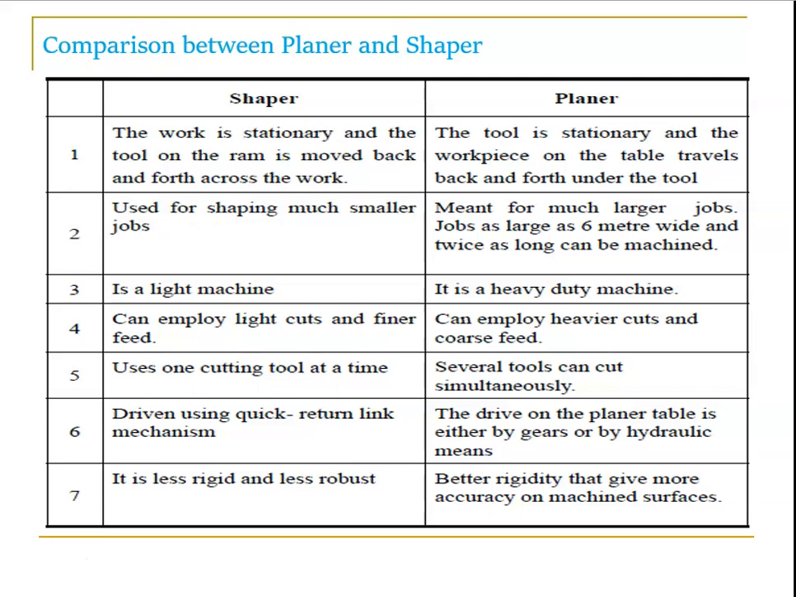So for shaping, it can employ light cuts and finer speed. Planer பொறுத்த வரைக்கும் can employ heavier cuts and coarse speed. Several tools can cut simultaneously. Planer பொறுத்த வரைக்கும் நம்ம டபுள் ஹவுசிங் எடுத்துக்கோம் அப்படின்னா 2 டூல் யூஸ் கூட பண்ணிக்கலாம். ஆனால் ஷேப்பிங்கை பொறுத்த வரைக்கும் you can use only one tool at a time, driven by a quick return link. ஸோ இங்கே பார்த்தீங்க அப்படின்னா gears are by hydraulic means, less rigid and less robust. இது வந்து better rigidity that gives more accuracy in measurement.